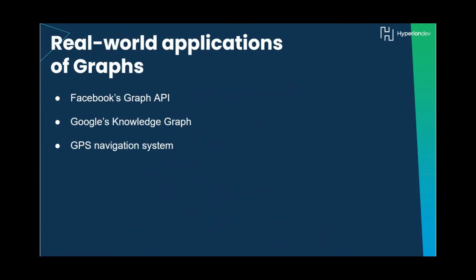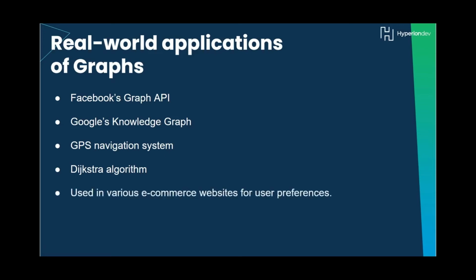It's also used in GPS navigation systems to find the shortest path. It's also used in various e-commerce websites for user preferences. And lastly, it can also be used for resource management in an organization.